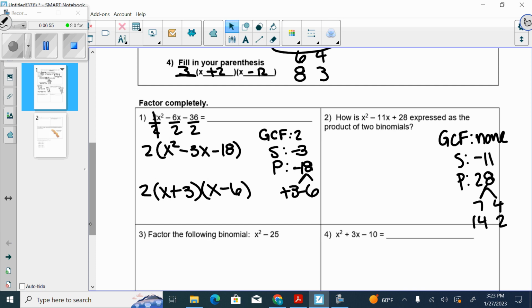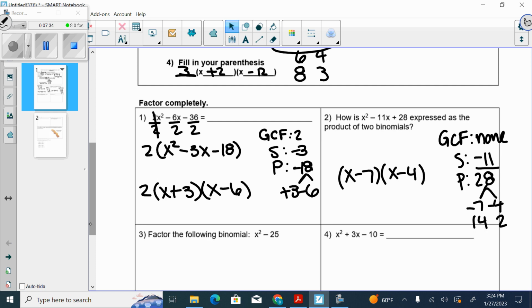All right. So we're going to check, see which one works best for us. So 7 times 4 is 28, but I need them to add to give me what? Negative 11. So 7 plus 4 is 11. What if we make them both negatives? Then we'll get negative 11. Does a negative times a negative give us a positive? Yeah. Okay. So no GCF, so I just have 2 parentheses that say x minus 7, x minus 4.